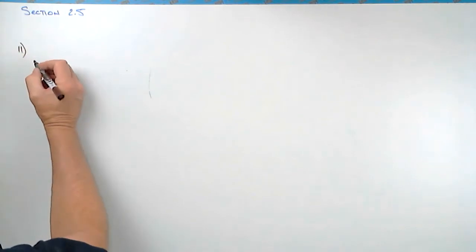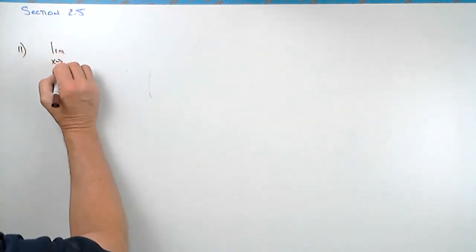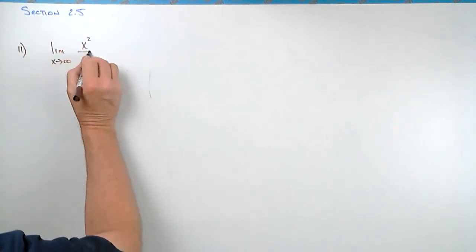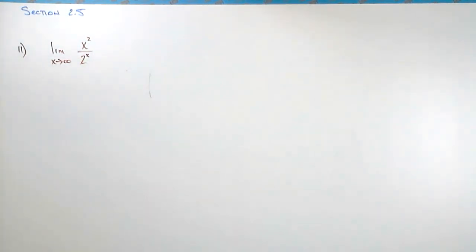So number 11 says, what happens if we take the limit as x goes to infinity of x squared over 2 to the x? And they want us to guess this by evaluating the function when x is 0, 1, 2, 3, 4, 5, 6, 7, 8, all the way up to 50 and then 100. Then use a graph of f to support your guess.